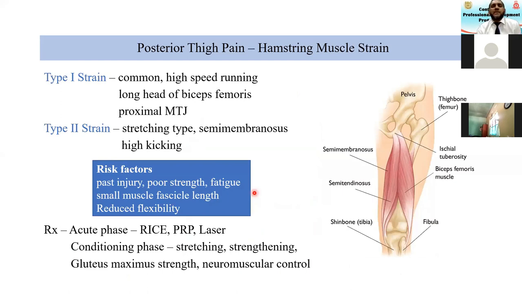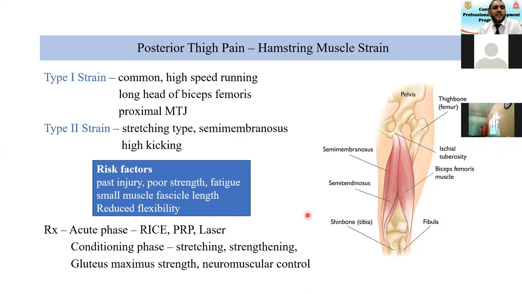So posterior thigh pain is commonly due to hamstring muscle injuries. The hamstring muscle group has three muscles, mainly semimembranosus on the medial side, biceps femoris on the lateral side, and semitendinosus on the medial side. One of the commonest injuries are type 1 and type 2 injuries, where the type 1 injuries affect the biceps femoris muscle, commonly in sprinting. The type 2 injuries are stretching type injuries, such as kicking, which involve the semimembranosus. Risk factors are past injury, poor strength, fatigue, short muscle length, and reduced flexibility. All these can predispose to hamstring injuries.